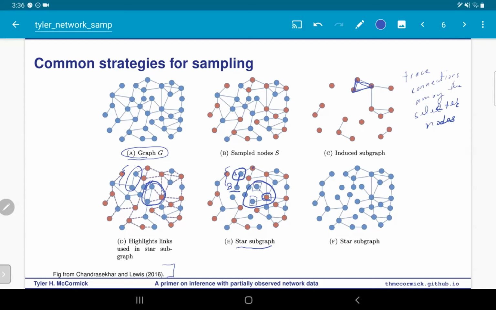Okay, so those are the two strategies that we're going to mostly focus on. We'll introduce a third strategy with this aggregated relational data, but that's a bit of a separate topic that we'll come to towards the end.